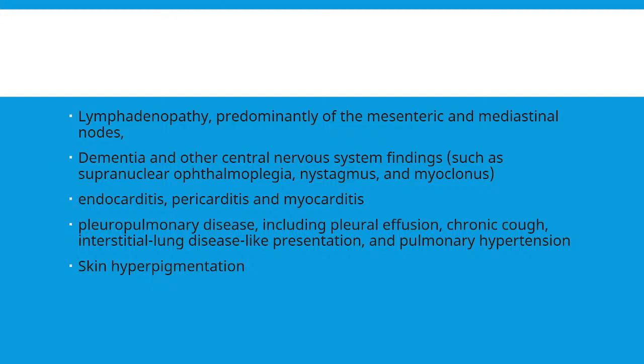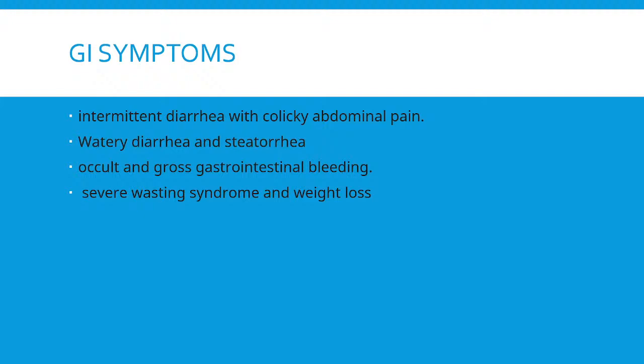Now GI symptoms. The patient will present to you with intermittent diarrhea and colicky abdominal pain, watery diarrhea and steatorrhea, occult and gross GI bleed, okay, and severe wasting syndrome and weight loss. So the important thing in the GI system, which is included in Whipple's but not in celiac and tropical sprue, is GI bleed, okay. GI bleed can be present in Whipple's disease. It could be occult, it could be gross.